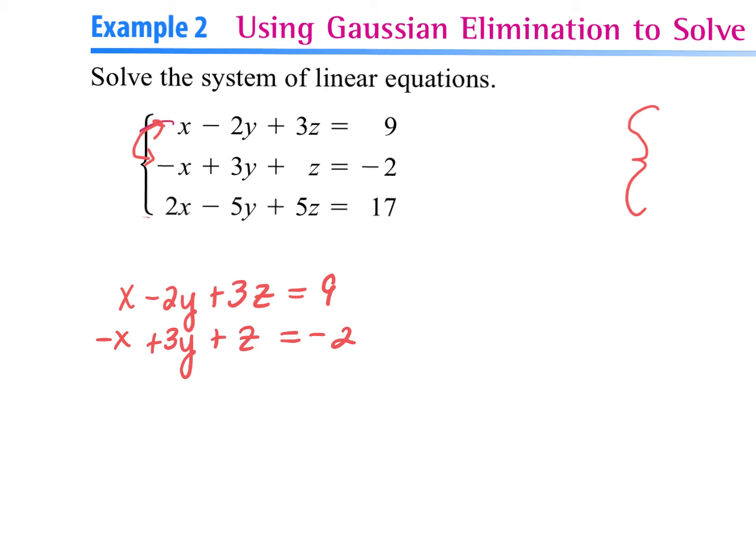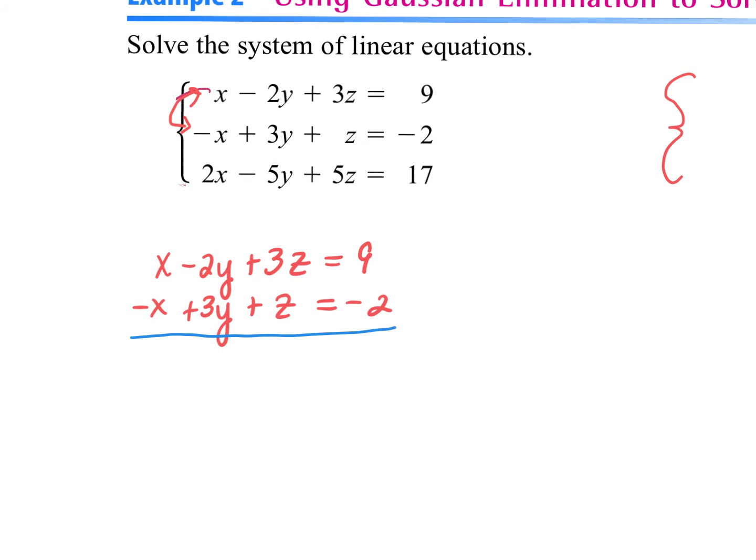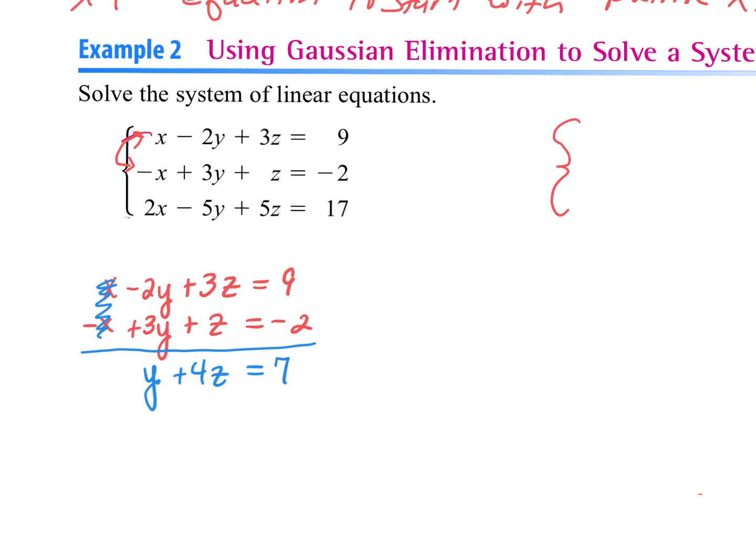If it just works out nice and pretty like this one does, that they just eliminate themselves, great. If not, we would have to do something to eliminate. But if I add down, what happens to positive x and negative x? They cancel out, right? So what's a negative 2y and a positive 3y? 1y. What's 3z plus 1z? 4z equals, what's 9 plus a negative 2, or 9 minus 2? 7. You have just created your second equation.